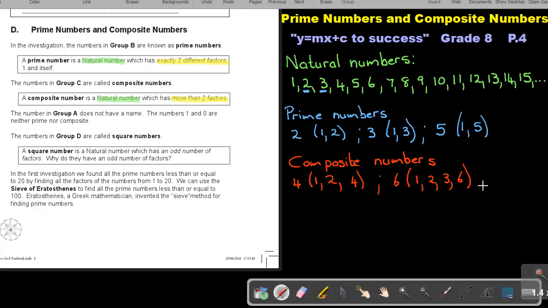And so you can go on. If a number is only having 2 factors, it will be a prime number. If it's having more than 2 factors, it will be a composite number. Just remember that the number 1 will not be prime, and it will not be a composite number. The rest of the numbers will either be prime or it will be composite.